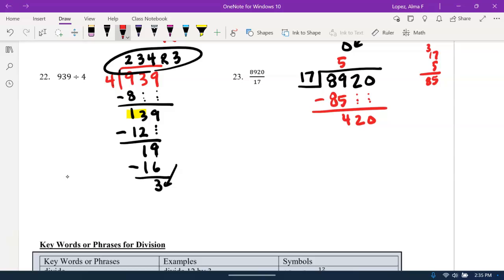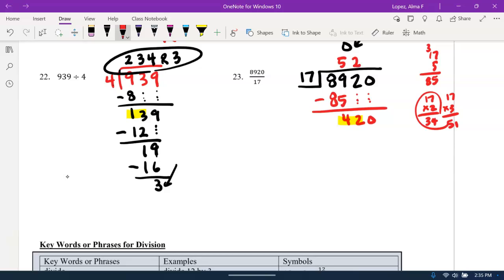Now, does 17 go into 4? No. Does it go into 42? Yes. How many times does it go into 42? Again, use your margin. It's not 1 because 17 is bigger than that. Let's try 17 times 2. That's going to be 34. I'm going to do it a little quicker so we don't run out of time. Let's do 17 times 3. 51. Okay, it's got to be this one, right?